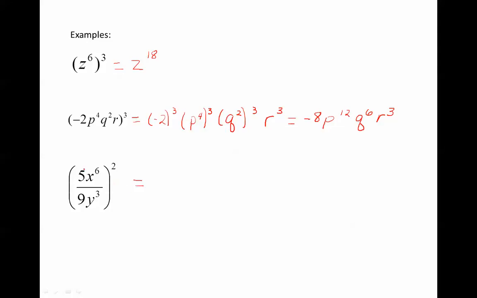And on this one, we have to raise everything in the numerator and everything in the denominator to the 2nd power. So you're going to square 5 on the top. You're going to square x to the 6th on the top. You're going to square 9. And you're going to square y to the 3rd. Okay. Now 5 squared is 25. X to the 6th squared, multiply the exponents and you get x to the 12th. 9 squared on the bottom is 81. Multiply your exponents on your y's. So we have 25 x to the 12th over 81 y to the 6th.